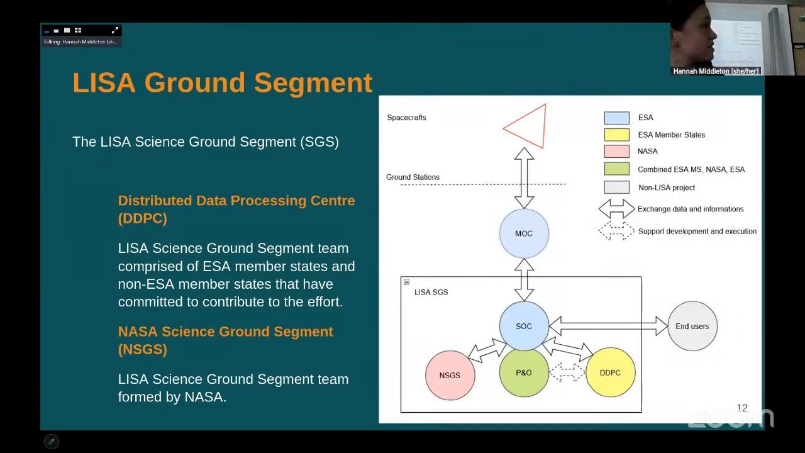So I'm part of the LISA ground segment team, so I won't say too much about this, but just to overview it, this is how the organisation is structured. So you have the spacecraft, the Mission Operations Centre, the Science Operations Centre, and then various ground segment teams. I work in DDPC, the Distributed Data Processing Centre, which is the team comprised of ESA member states and also non-ESA member states that have committed to contribute to the mission. And there's an equivalent ground segment team with NASA. So we sit down here, and then this is performance and operations, where you model the instrument, and there's a lot of interfaces, as you can see, between all of these systems. But not to say too much about that.